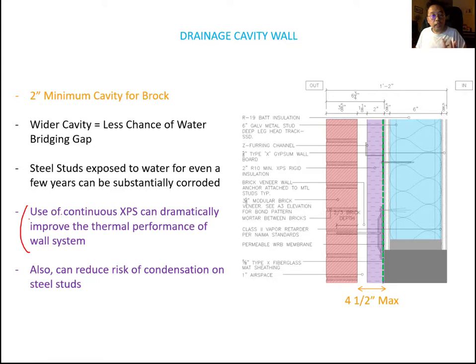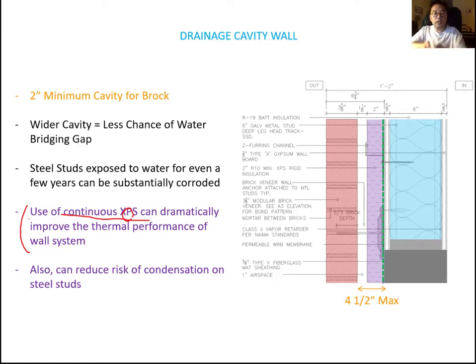But continuous XPS, which is the rigid insulation, which is a blue foam or pink foam, can dramatically improve the thermal performance of the wall system because it separates the outer layer and inner layer, and it protects against thermal bridging from outside to the inside. We keep talking about this issue, and I think you will understand this outside rigid insulation concept better.